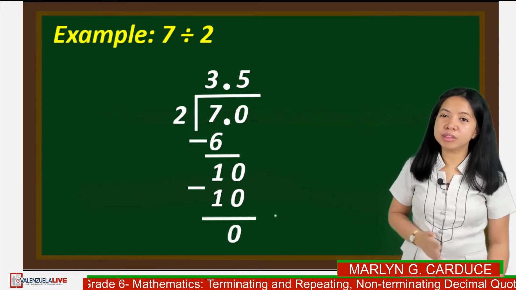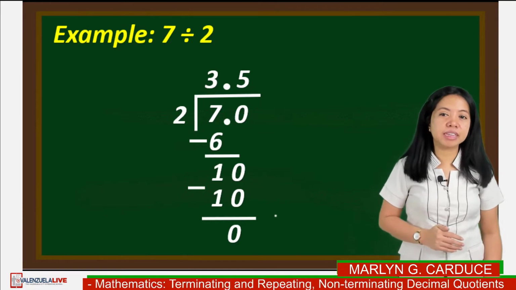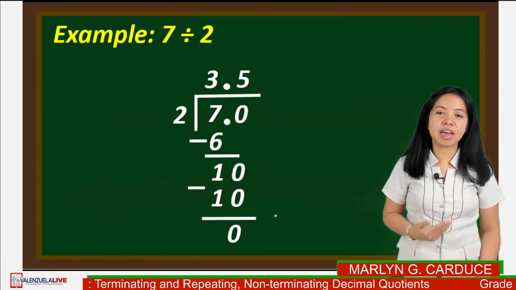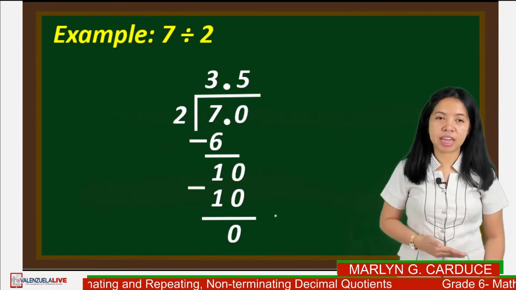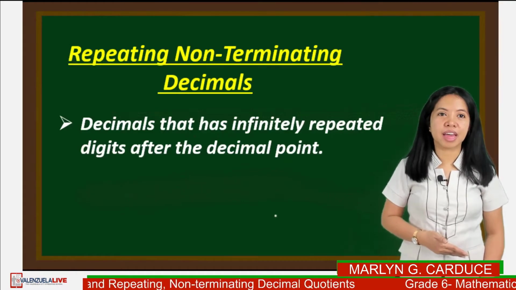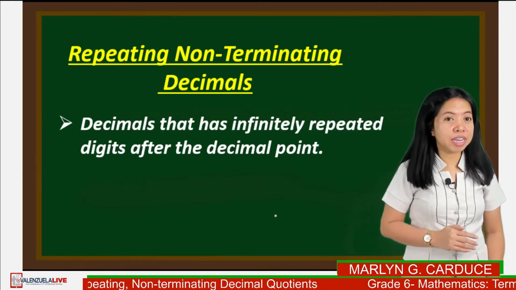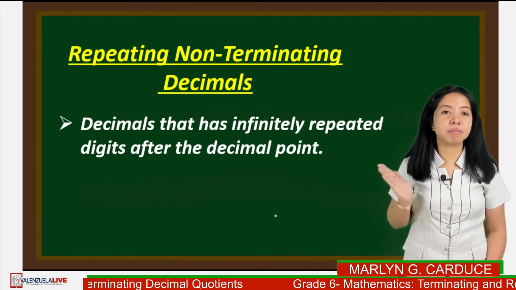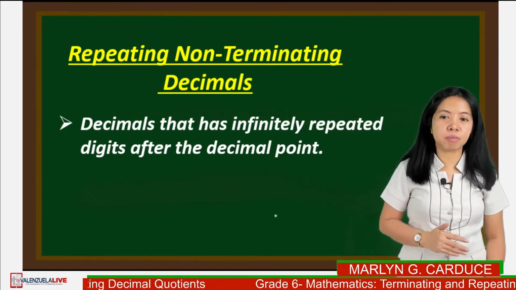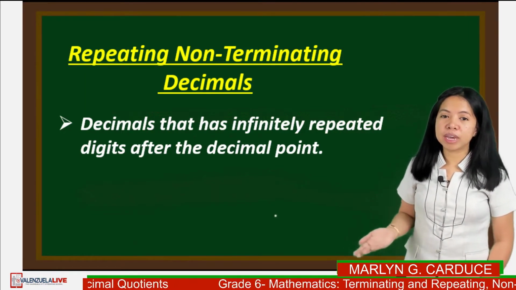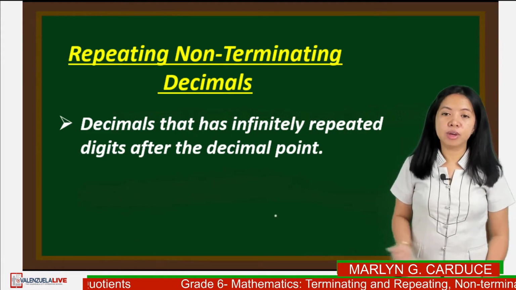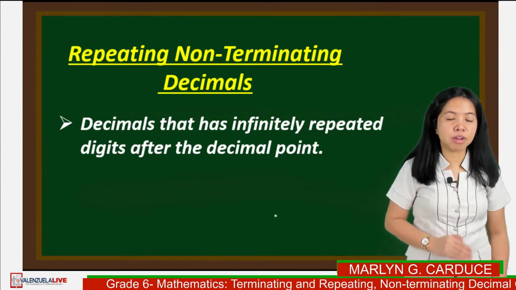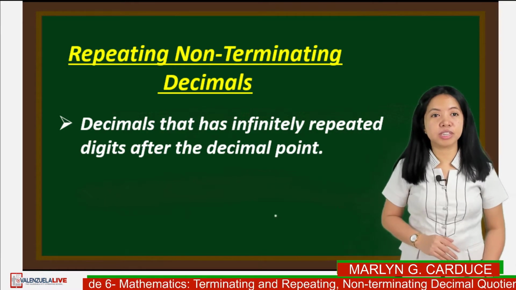However, not all numbers, when divided, can obtain a quotient with zero remainder. And these numbers, when divided, can have a repeated decimal quotient. And this is called repeating non-terminating decimals, wherein it has infinitely repeated digits after the decimal point. And it results when the division never ends, so we will place a bar above the repeated digits, or write an ellipsis after the digits.